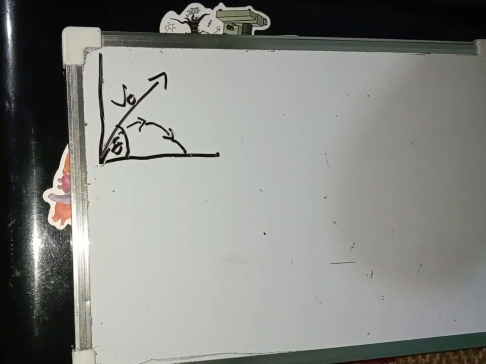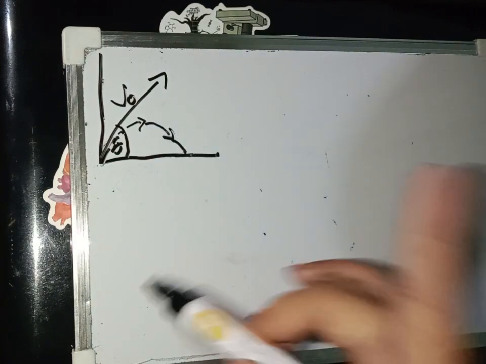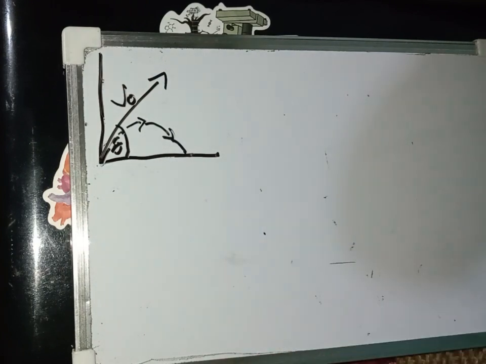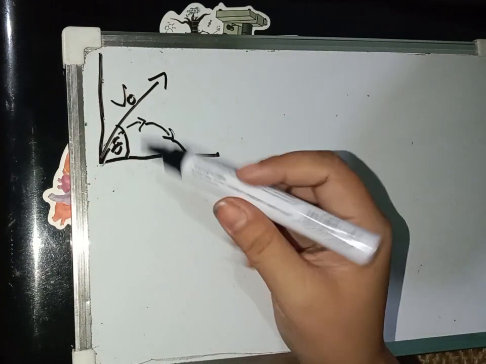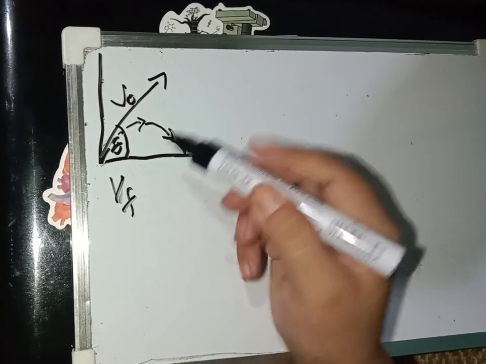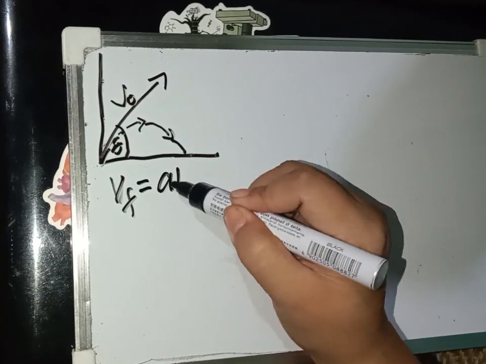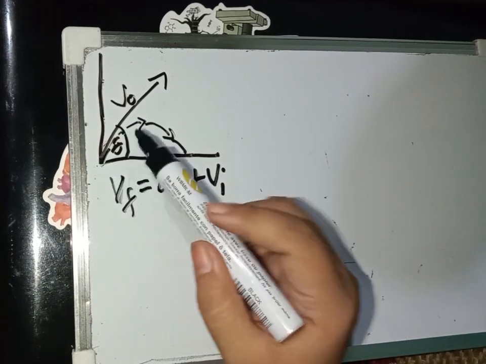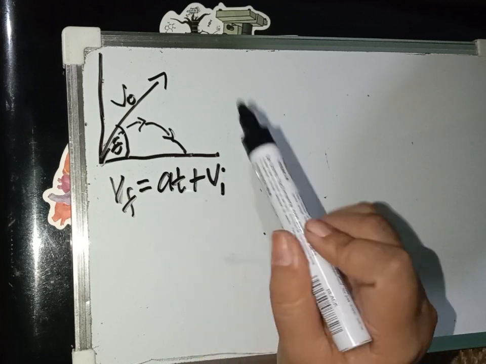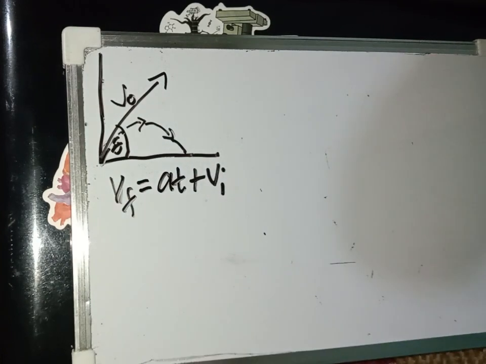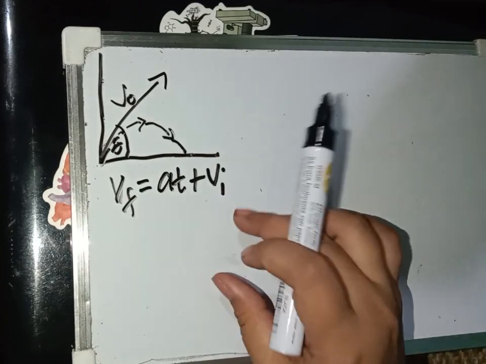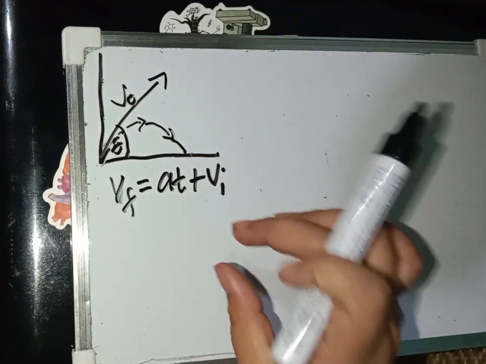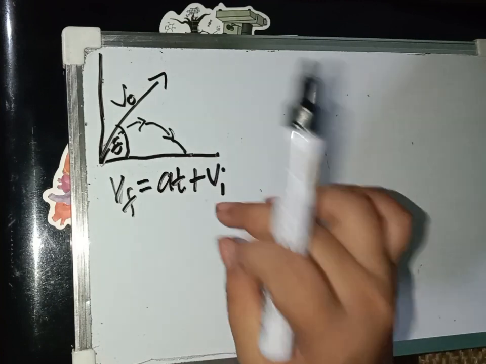Let us now find the second equation in the horizontal component. We will be deriving the second equation from the SUVAT equation, which is V sub F is equivalent to AT plus V sub I. So we will be translating this equation into a projectile equation. We will be substituting the variables with the variables present in the graph and giving this an identity of the x component.